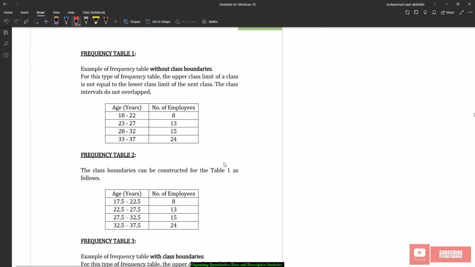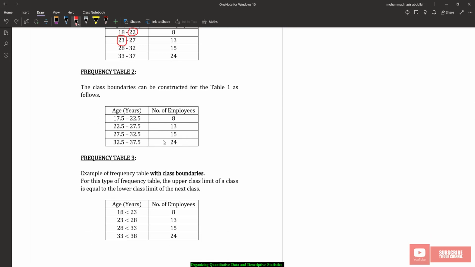So this is an example of a frequency table without class boundary, as I explained earlier. Without class boundary means that the upper class boundary of the first class is not equal to the lower class boundary of the second class. And the frequency table with class boundary means the upper class boundary of the first class is equal to the lower class boundary of the second class.